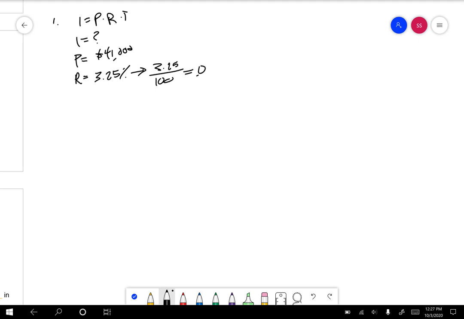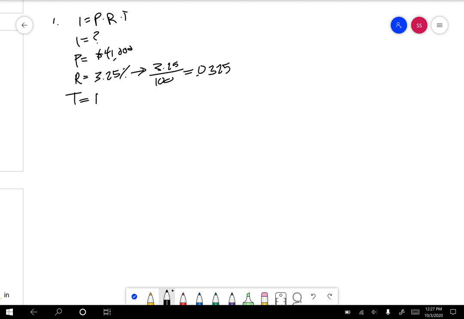Okay, so let's identify the key things. Remember, we want I equals P times R times T. So we don't know I, that's what we're trying to find. We do know the principal amount, so the initial amount in his account, which was $41,000. The rate we do know is 3.25%, but remember we want it in decimal form. So we do 3.25 divided by 100 and get 0.0325. And the time here is each year, so that means for every 1 year.